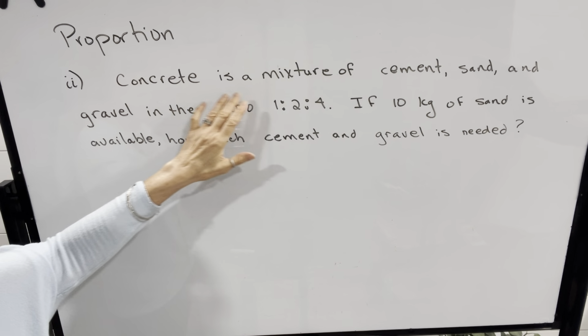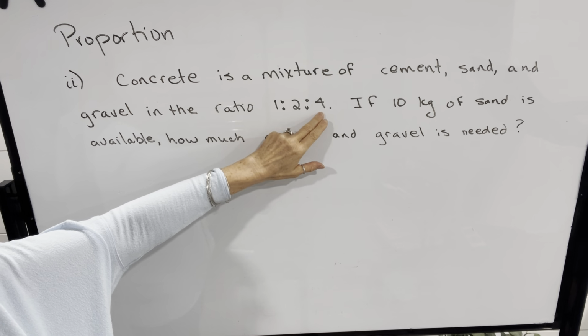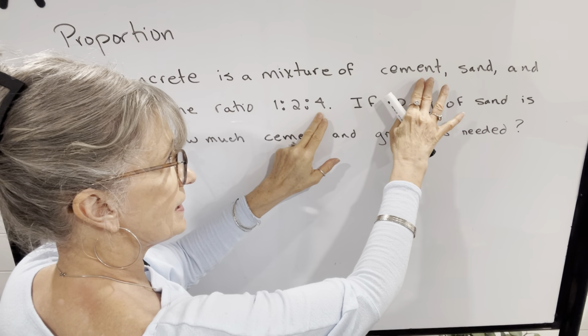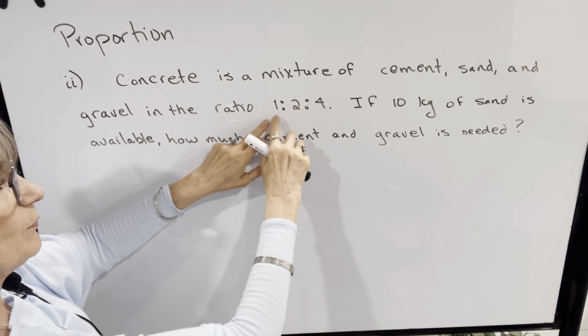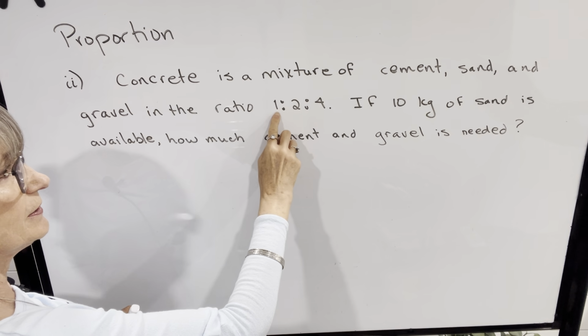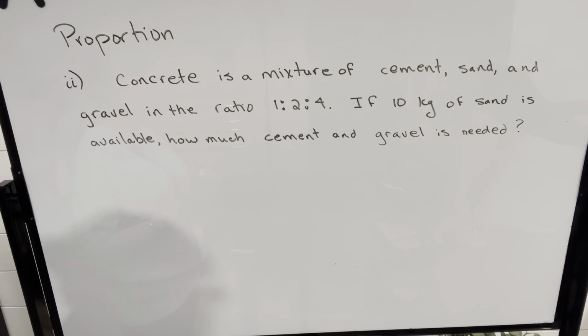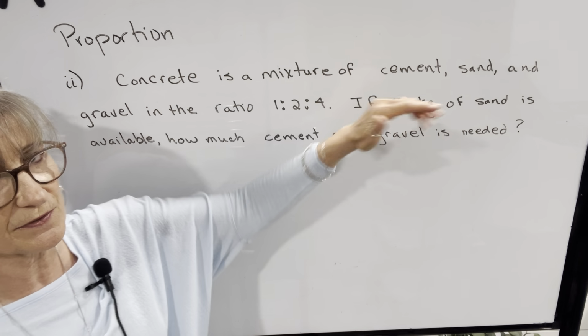Our next example has the ratio given, but it's a ratio of three things. It says concrete is a mixture of cement, sand, and gravel in the ratio 1 to 2 to 4. What that means, because the question says cement, sand, and gravel, then we assume this is cement, sand, and gravel. So every 1 part of cement, we would have 2 parts of sand and 4 parts gravel. Then we're told that 10 kilograms of sand is available, and we want to know how much cement would we use and how much gravel would we use with that 10 kilograms of sand.